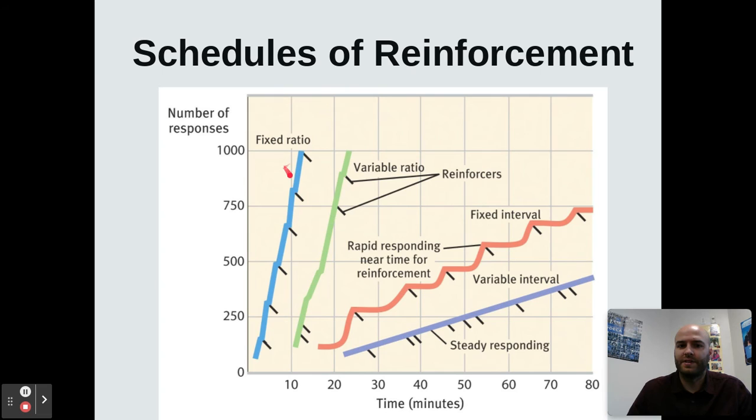Here's just a graph of the schedules of reinforcement and the number of responses each schedule elicits in certain amounts of time. So your ratio, your numbers are going to elicit more responses in a shorter period of time, whereas your variable schedules produce, I would say, less responses. However, they're produced over a longer period of time.